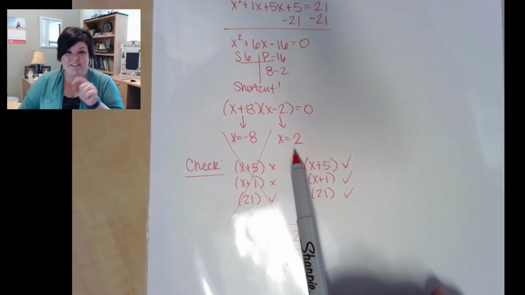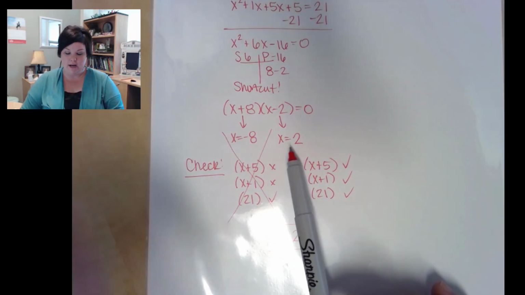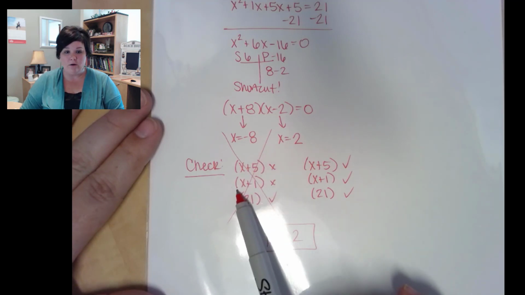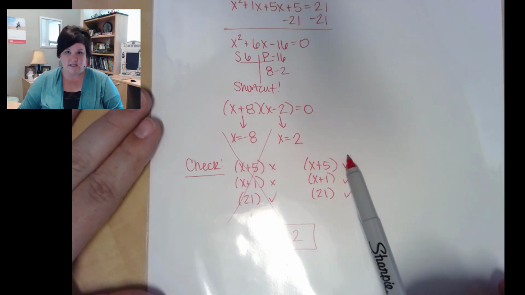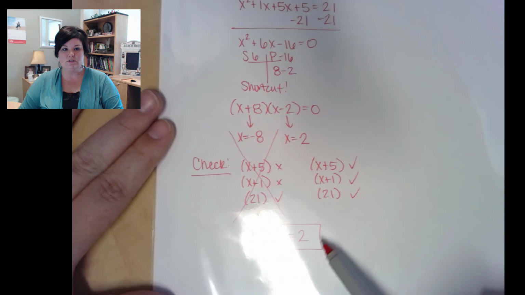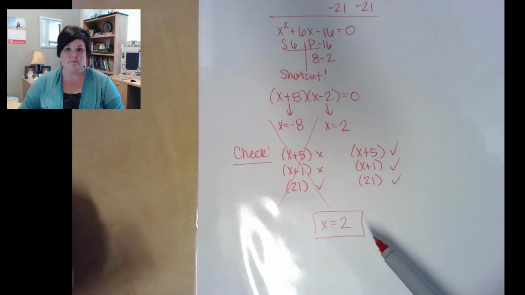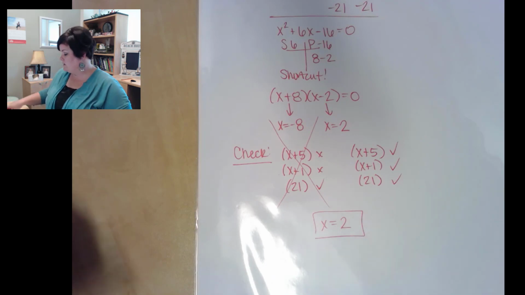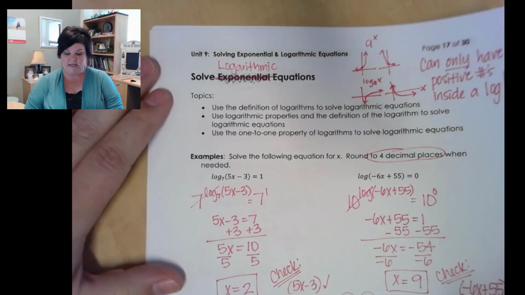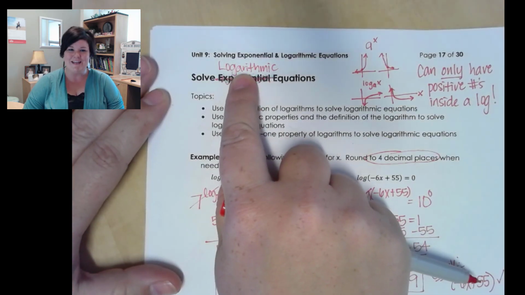And then remember, we have to check our answers. So when we check our answers, -8 does not work out, +2 does work out. So x equals +2 is the only solution that we get here. Okay? All right, so that is the end of this section, which is solve logarithmic equations.